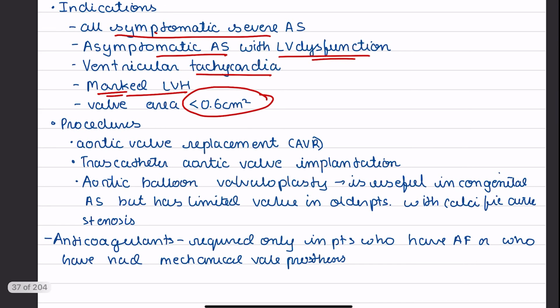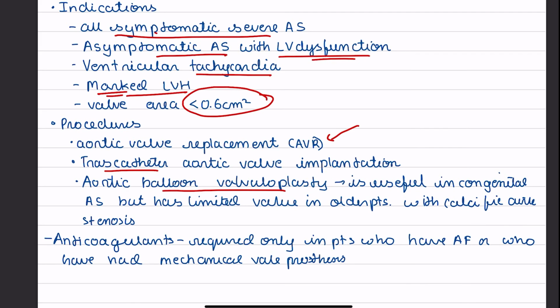And the procedures are aortic valve replacement. That is, we do an open heart surgery and replace the valve with a prosthetic valve. Then transcatheter aortic valve implantation, that is replacing the valve through a catheter, or an aortic balloon valvuloplasty. That basically means we're not replacing the valve. We are catheterizing the heart, inserting a balloon into the heart, and trying to open or expand the valve.